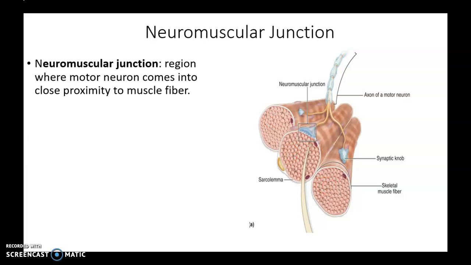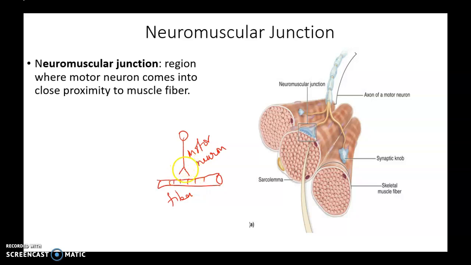All right. Moving on to the concept of neuromuscular junction. So let's say this is a motor neuron. Modern art here. So this is a motor neuron. And this is a muscle fiber that it controls. This is a muscle fiber.